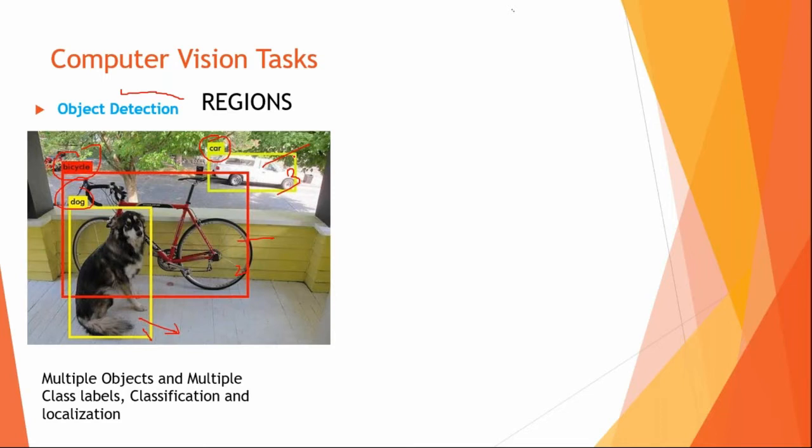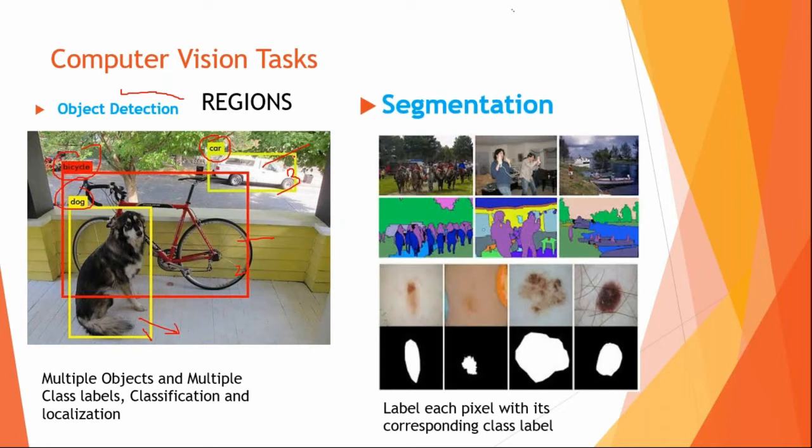All you do is you just draw a bounding box and say these regions belong to car, dog, or bicycle. So then it slowly moved on to a next level called segmentation. In segmentation, it was different. What you do here is you try to label each and every pixel with its corresponding class label. So this is more like a fine grain, where you go deeper and deeper, and you start to look at each and every pixel.